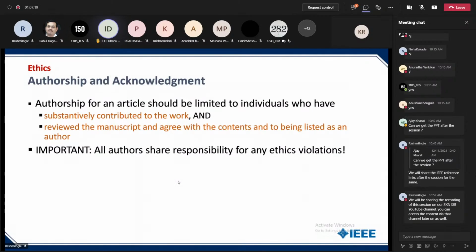Authorship acknowledgement is very important. We need to acknowledge all the authors, whether it's 1, 2, 3, 4 or 10. Everybody shares the responsibility for the content and for any ethical violations.